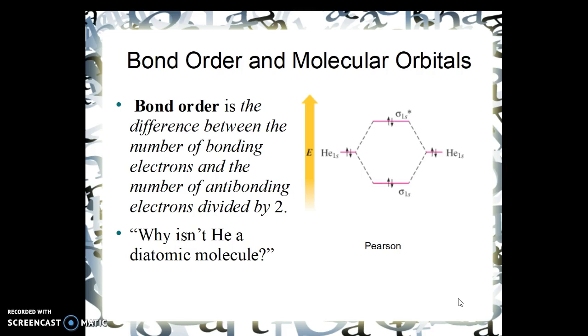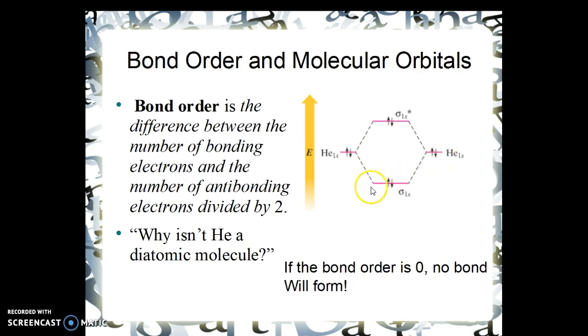Now, we can look formally at bond order and define it as the difference between the number of bonding electrons and the number of antibonding electrons divided by 2. So we subtract bonding minus antibonding and divide by 2. And as an example, we can ask, why isn't helium a diatomic molecule? Well, the bond order would have to be greater than 0 for a bond actually to form. Here you see 2 helium atoms, and the atomic orbitals become a bonding orbital and an antibonding orbital.